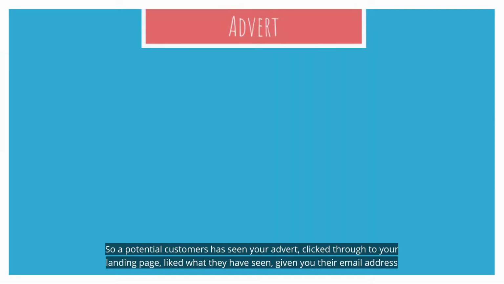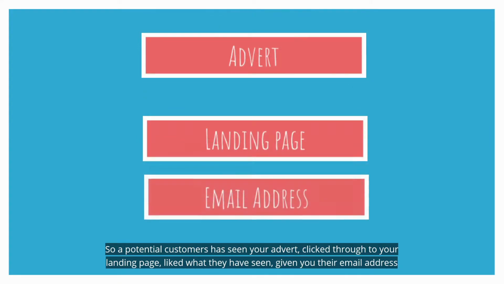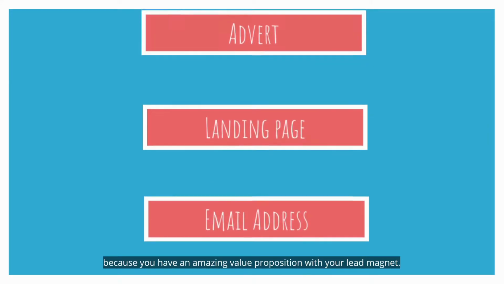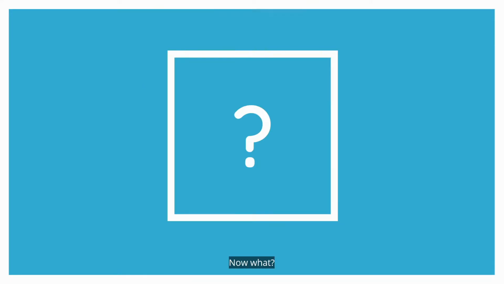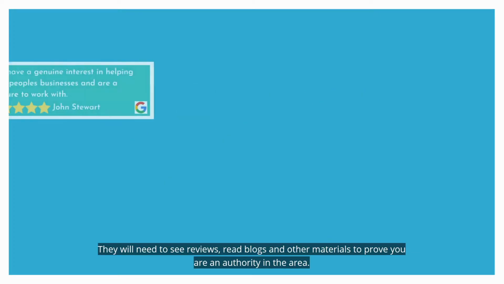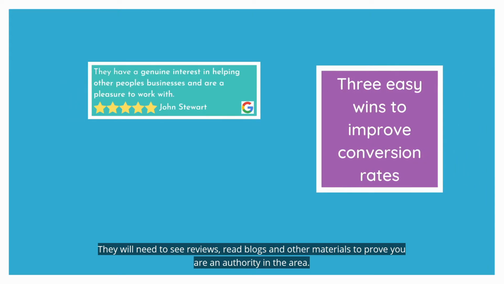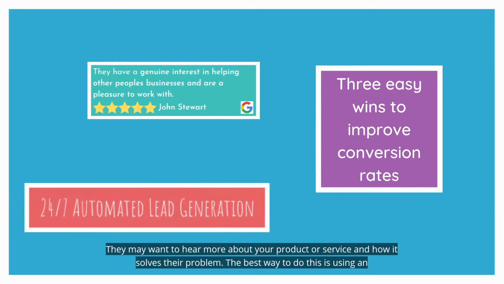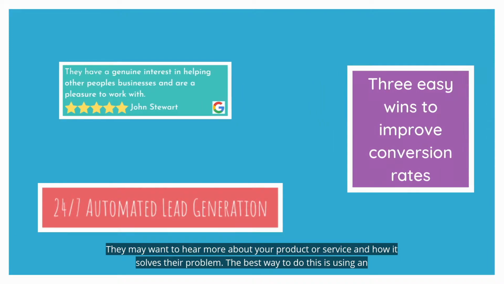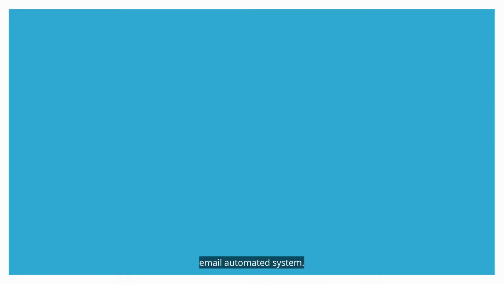So a potential customer has seen your advert, clicked through to your landing page, liked what they have seen, and given you their email address because you have an amazing value proposition with your lead magnet. Now what? The reality is most potential customers won't make a purchase or contact you when they first find out about you or your company. They will need to see reviews, read blogs, and other material to prove you are an authority in the area. They may want to hear more about your product, service, and how it solves their problem. The best way to do this is using an email automated system.